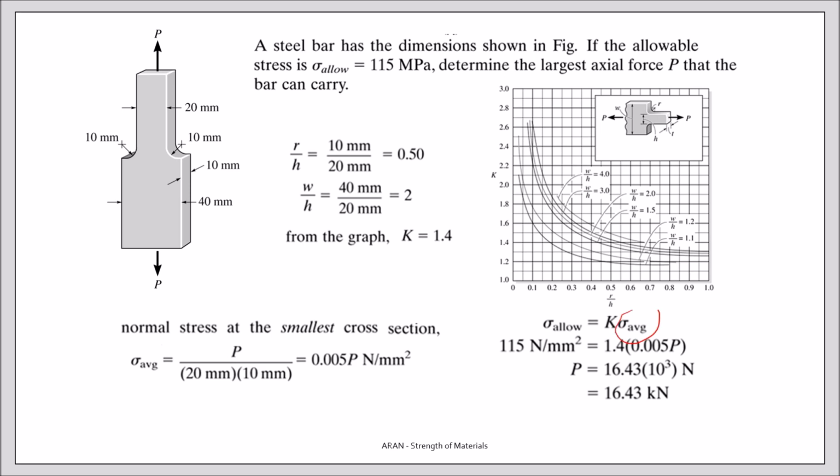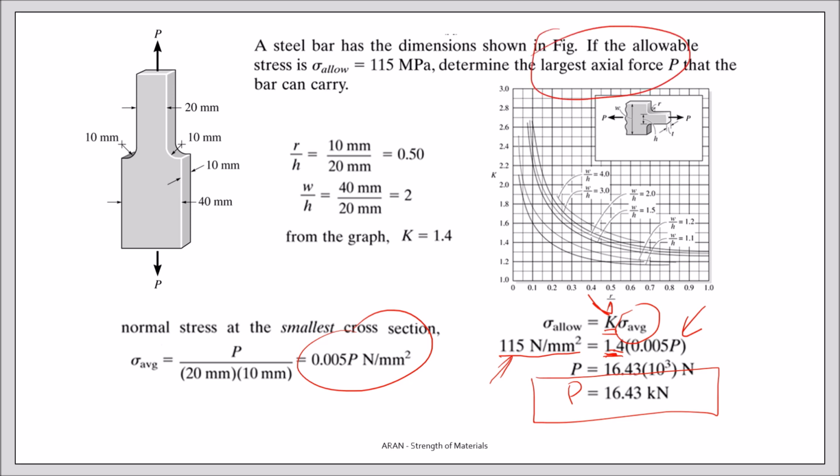This average should be multiplied with the stress concentration factor, 1.4 times the average. This value should not exceed 115. That's the allowed stress. Using these numerical values, I find that P equals 163 kilonewton is the largest axial force which can be applied to this member without failure, without exceeding the allowed stress, I should say.